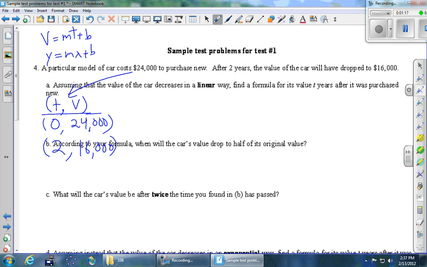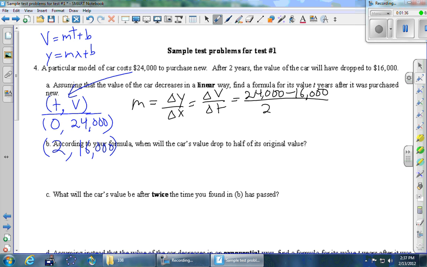So given 2 points, we have a whole process to try to find the equation of the line. Certainly we need the slope. Used to be change in y over change in x. Now it's change in v over change in t. So we subtract 24,000 minus 16,000. And we divide by 0 minus 2. So we get 8,000 divided by negative 2, which is negative 4,000.